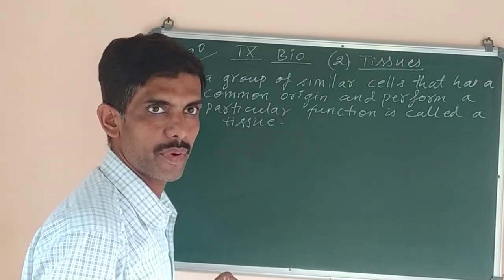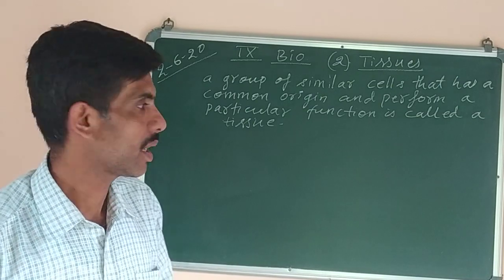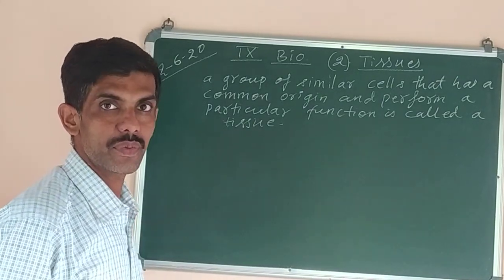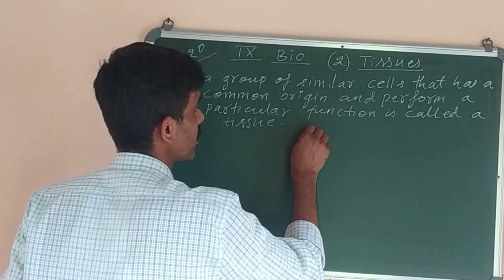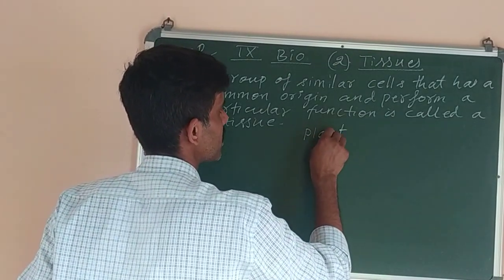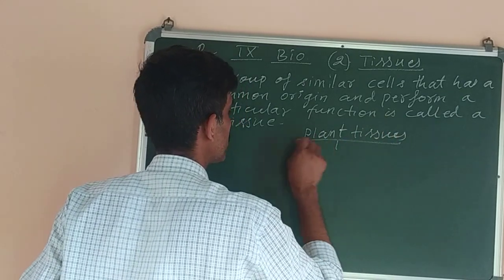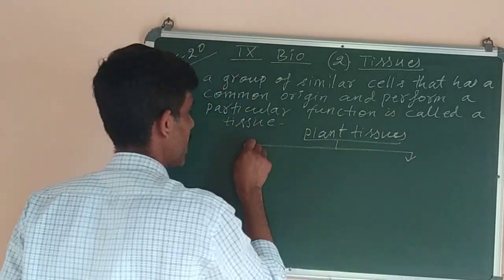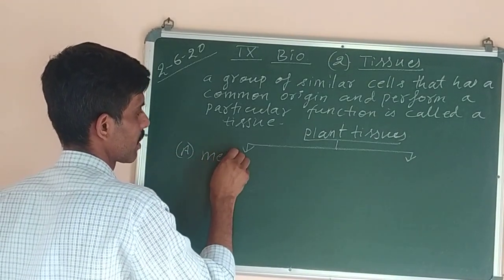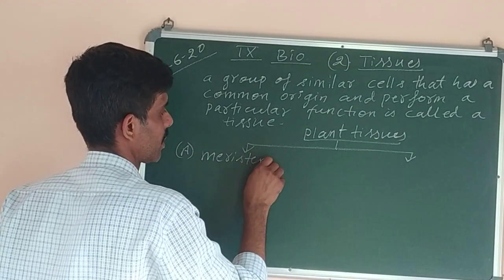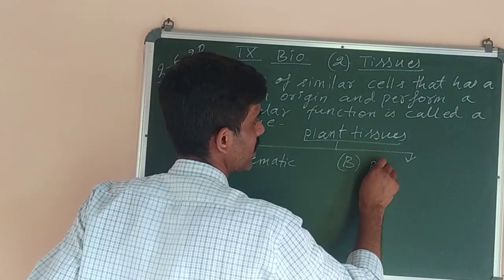Now plants are made up of plant tissues, animals are made up of animal tissues. Okay. Now what are the different types of plant tissues? So we have to first study about the plant tissue and its classification. The plant tissues are mainly classified into two main types. What are they? Meristematic tissue and number B, permanent tissue.